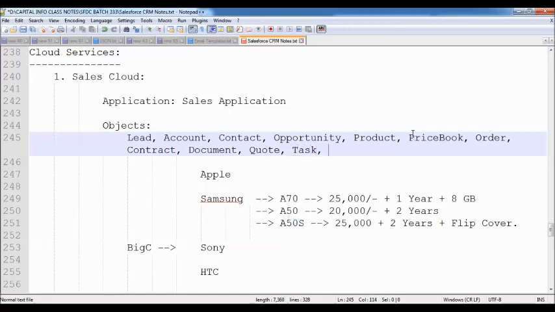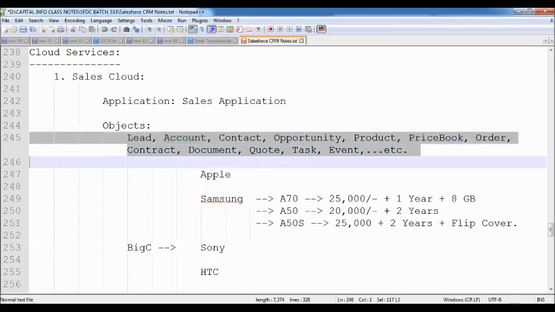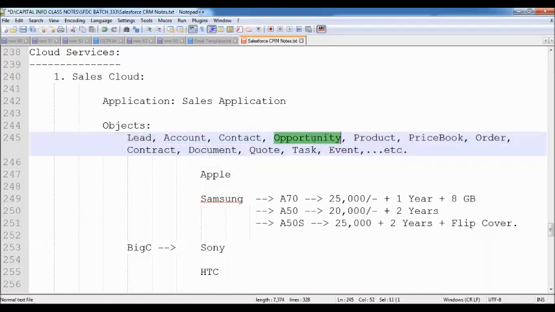We are using the task object, and the event object. Like that, we are using various objects as part of the Sales Application. So to store the sales-related data, these are the various tables which we are using: the lead table, account table, contact table, opportunity table, product, price book, order, contract, document, quote, task, event. Like that, we are using various tables.